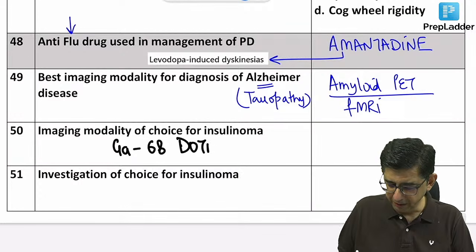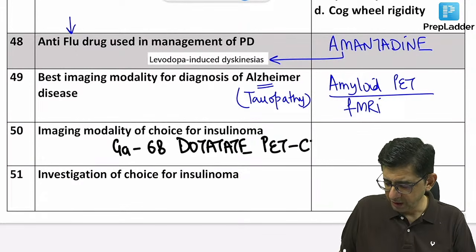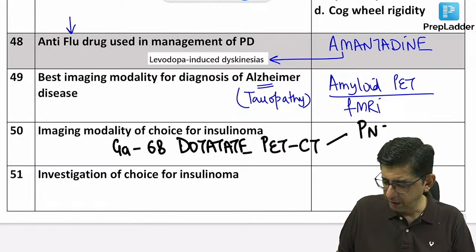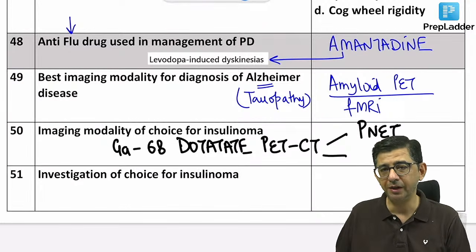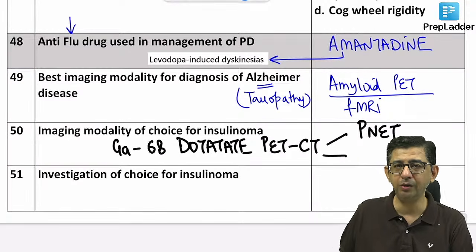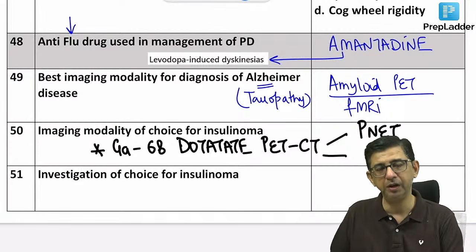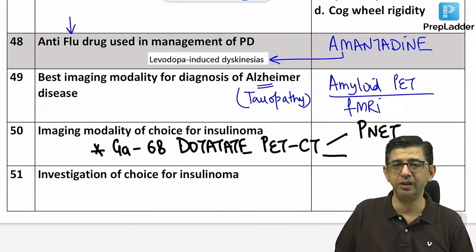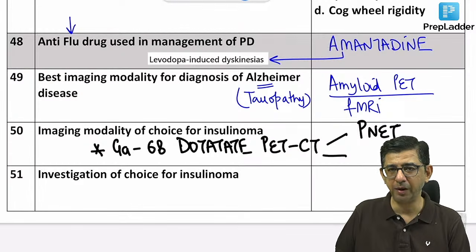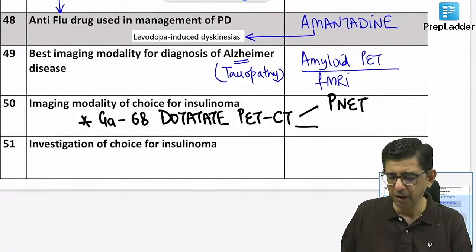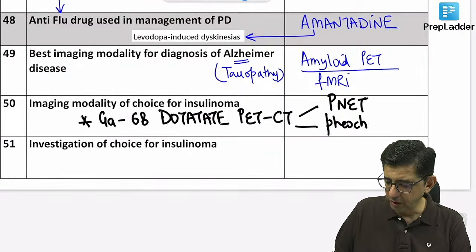Gallium-68 DOTATATE PET CT scan is going to be answered by you as the investigation of choice for all the pancreatic neuroendocrine tumors. Remember, this is a rule. Don't answer somatostatin scintigraphy. Do not answer endoscopic ultrasound. That is old information. The update is what they have asked in the exam multiple times: what is the imaging modality of choice, whether it says insulinoma, glucagonoma, somatostatinoma. Your answer for pancreatic neuroendocrine tumors is gallium-68 DOTATATE PET CT. And even for pheochromocytoma, you'll not answer an MRI.